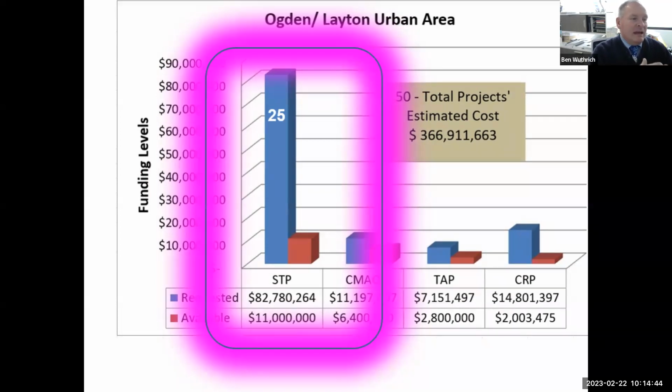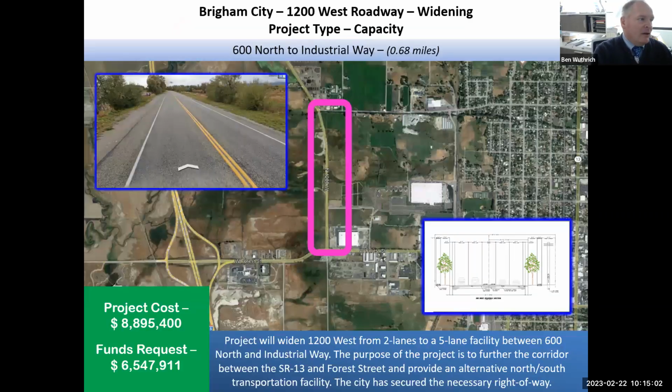And so if you'll scroll to the, I believe the third page or middle of the second page, you have the STP program starting. So there's 25 projects. Total ask is more than 82 million. We have about 11 million available. So here we go. First project request here is in Brigham City.